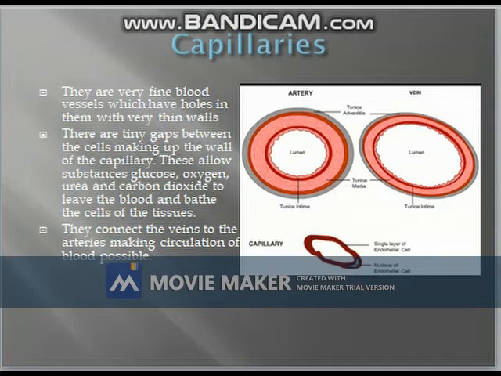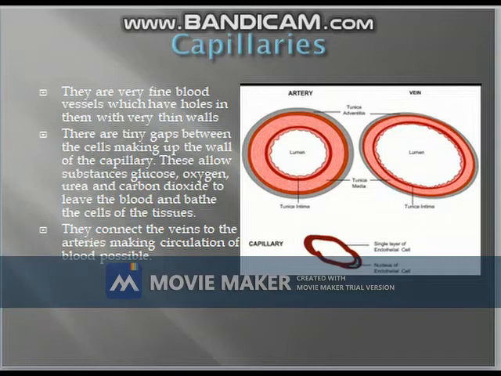So we now look at the blood capillaries, and this picture here indicates the structure of a blood capillary. Now, they are very fine blood vessels which have holes in them with very thin walls. Now, there are tiny gaps between the cells making up the wall of the capillary. These allow substances such as glucose, oxygen, urea, and carbon dioxide to leave the blood and bathe the cells of the tissues. They connect the veins to the arteries, making circulation of blood possible.